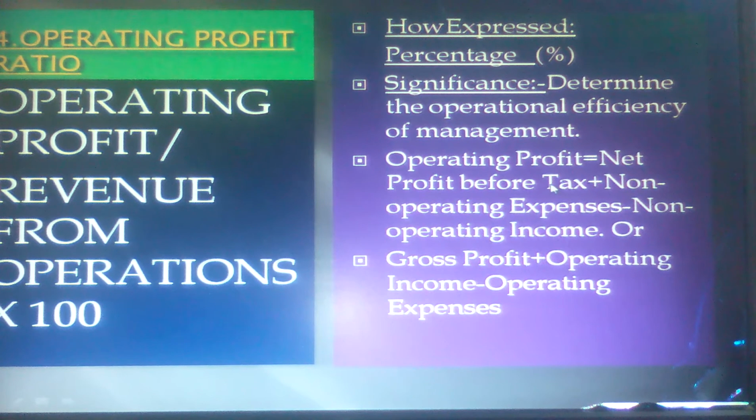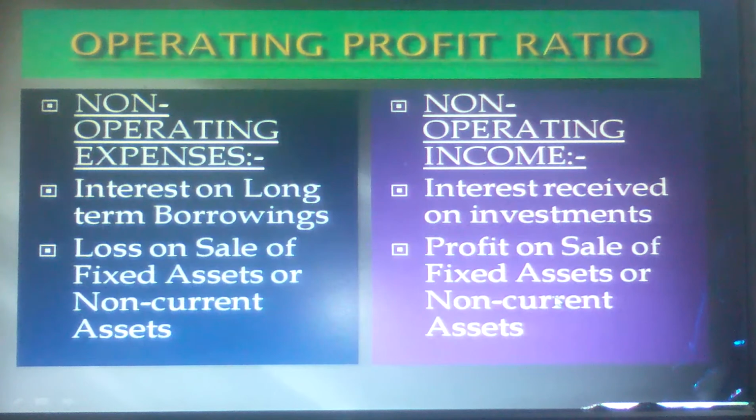Okay, here what is the meaning of operating profit? Nothing but net profit before tax. Then we add operating expenses minus non-operating income, or you can use the other formula: gross profit plus operating income minus operating expenses. Here, what is the meaning of non-operating expenses? Okay, you should definitely know this meaning, correct? So interest on long-term borrowings is one of the non-operating expenses that we debit, correct, in our profit and loss account. The loss on sale of fixed assets or non-current assets is also a non-operating expense.